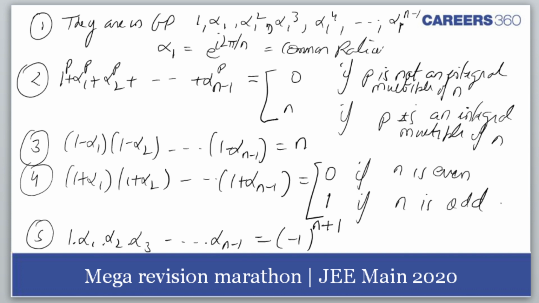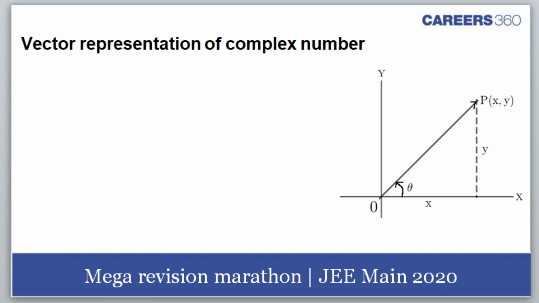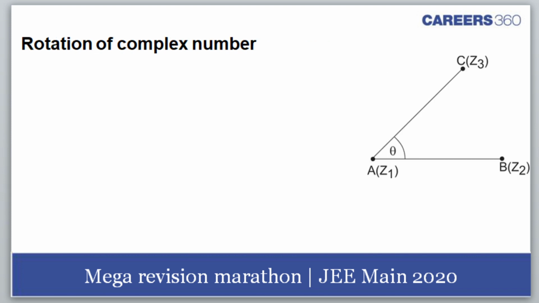Then let us talk about vector representation of a complex number. So we realize a vector can be represented as an ordered pair on the Argand diagram. So we have the direction as well as magnitude of a complex number. So we can always treat a complex number as a vector. Am I right? Then we talk about rotation of a complex number. Now we come to the zenith of complex numbers, that is rotation.